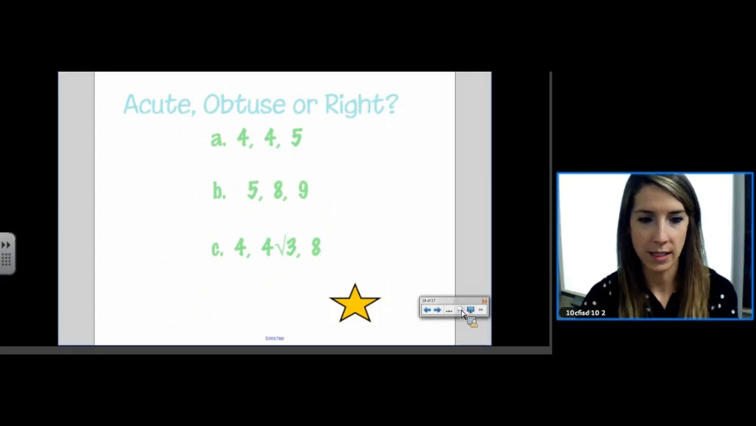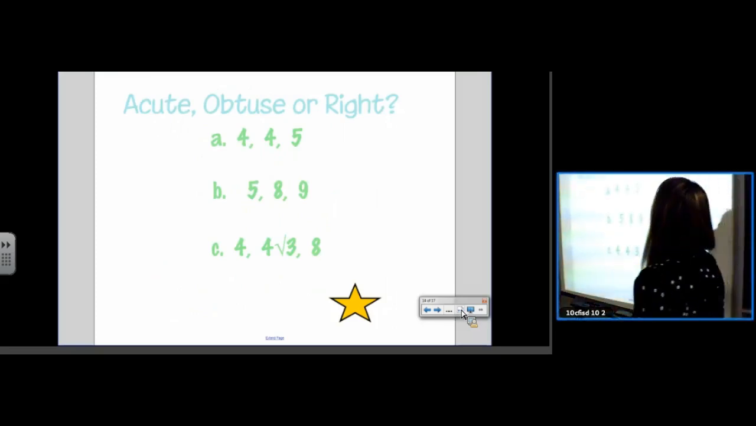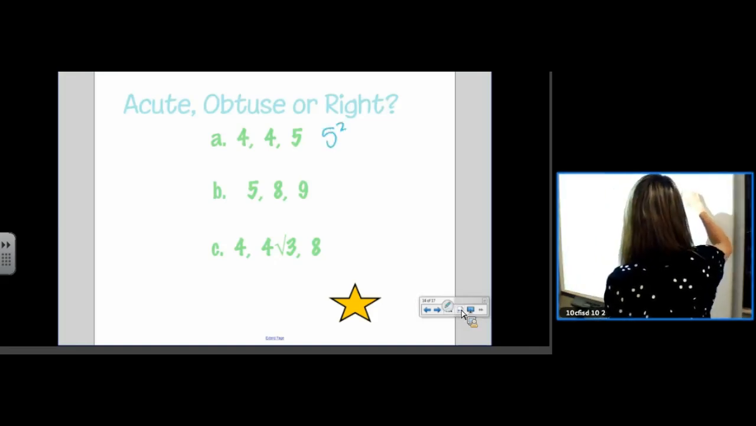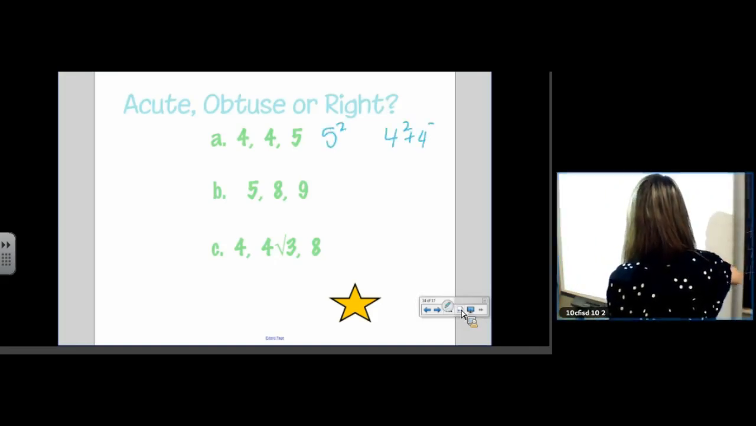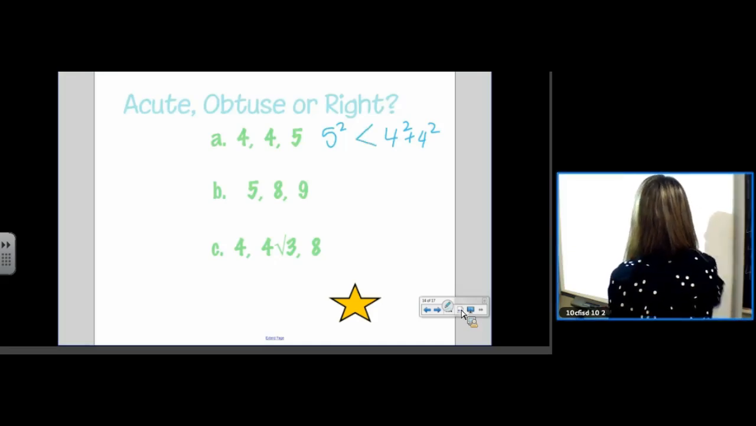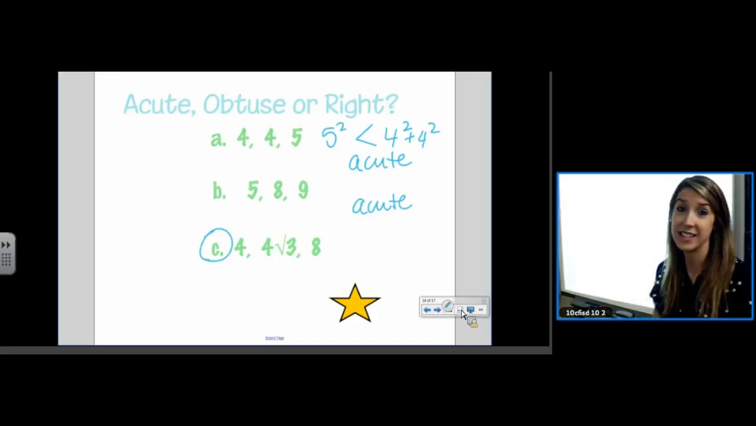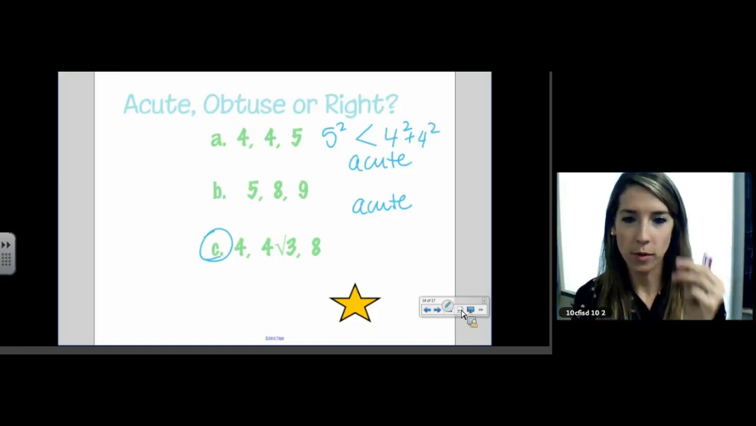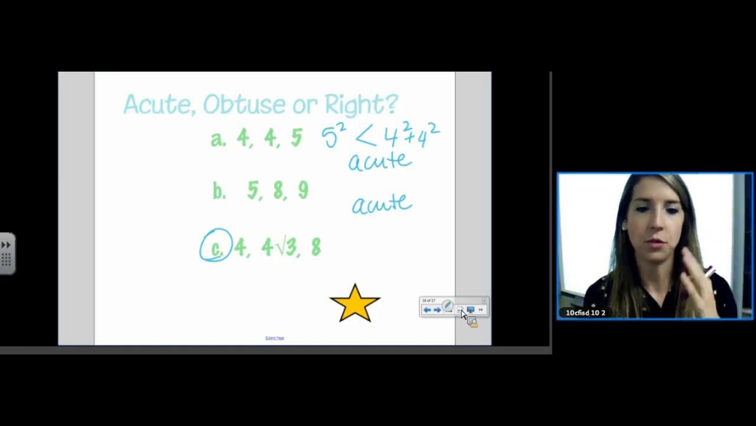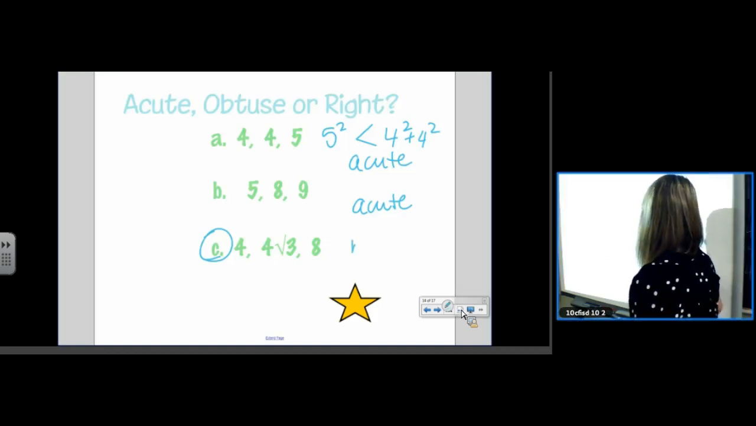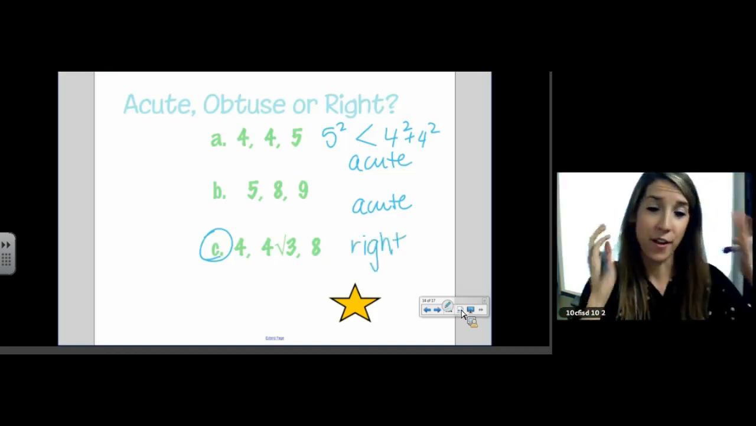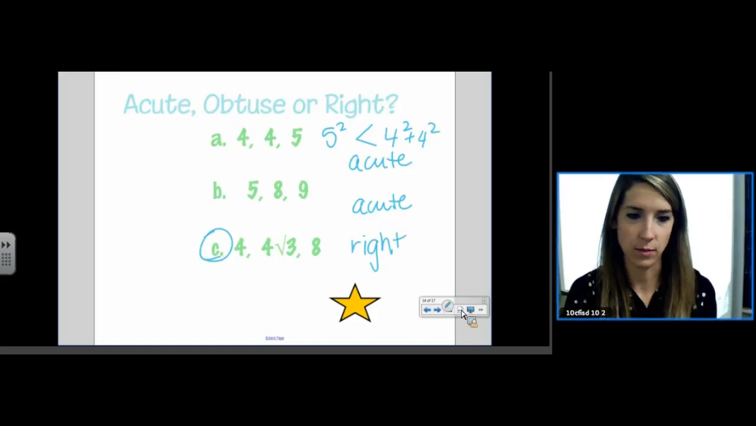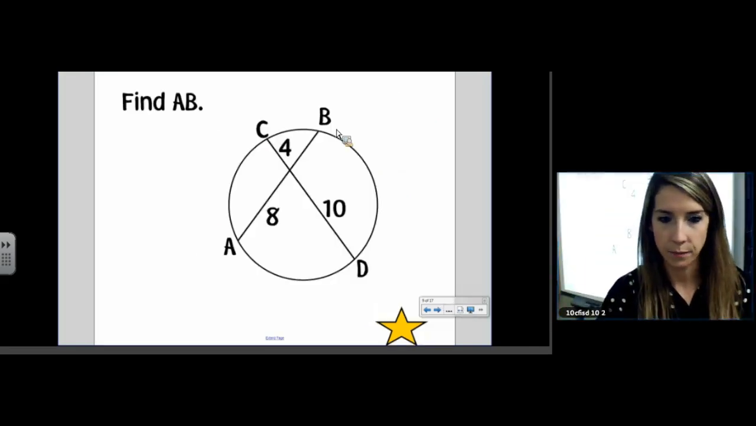Three different problems: acute, obtuse, or right. Solve each one, please. So you compare c squared, you put that one first. You compare it to a squared plus b squared. You get a less than symbol. Less than means acute. It happens to you again here, I promise. And then you shouldn't have done any work on C. You shouldn't have touched your calculator because you should have seen that it was 4 root 3, 8. x root 3, 2x. So if it's 30, 60, 90, you hear that 90, you're like, oh, that's a right triangle. So acute, right.